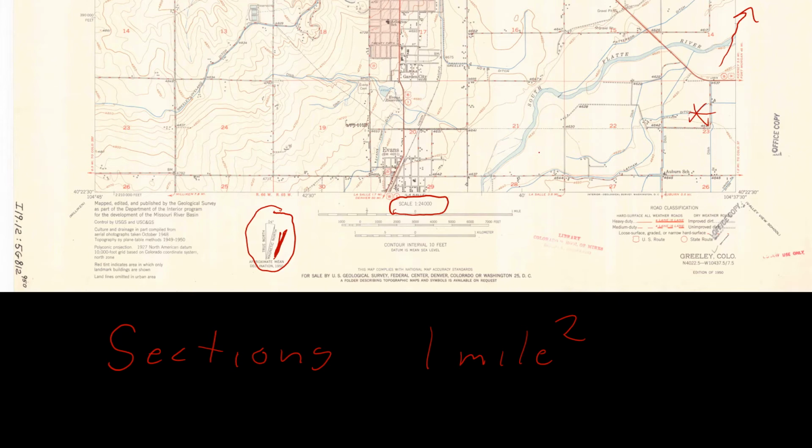So not only is it a handy way of measuring things, the main reason that we have section numbers on here is to locate things, so that you can tell others where things might be. Or if you own property, it can tell you exactly where your property is. Okay, so let me give you an example.